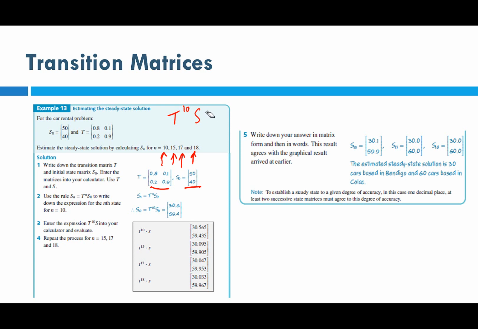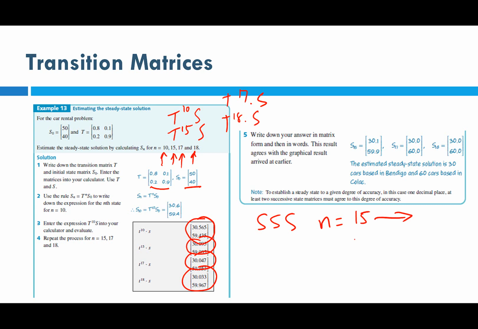So you've got T^10 S. You would also do T^15 times S once you've inputted them in as a matrix. Then you would do T^17 times S. And the last one you do is T^8. So it's just graphics calculator work to get to the steady state solution. What do you notice? 30, 60, see 30, 60? So really, if you're ever going to find the steady state solution, n can be found anywhere at or greater than 15 and above, as a rule for us.